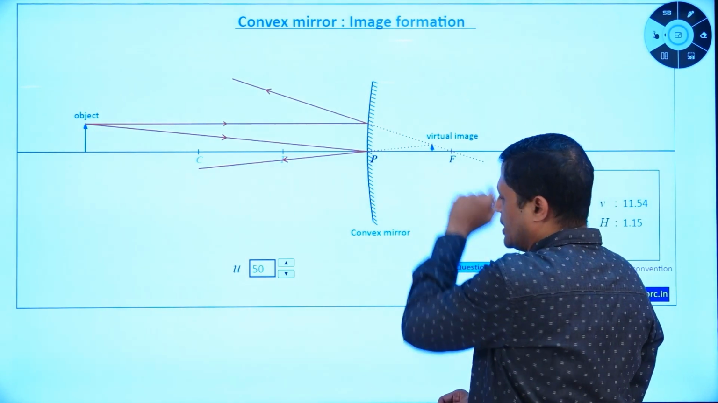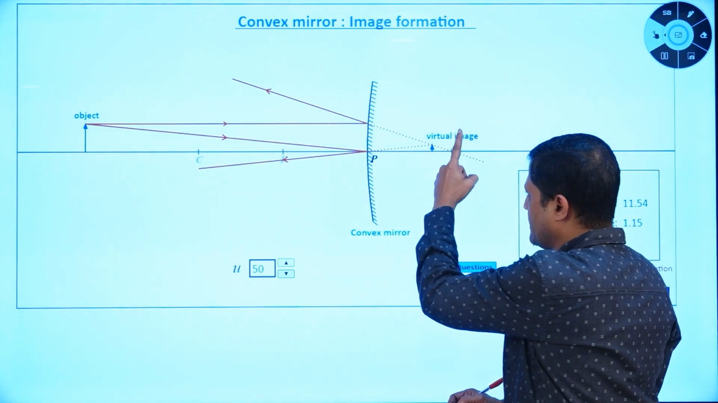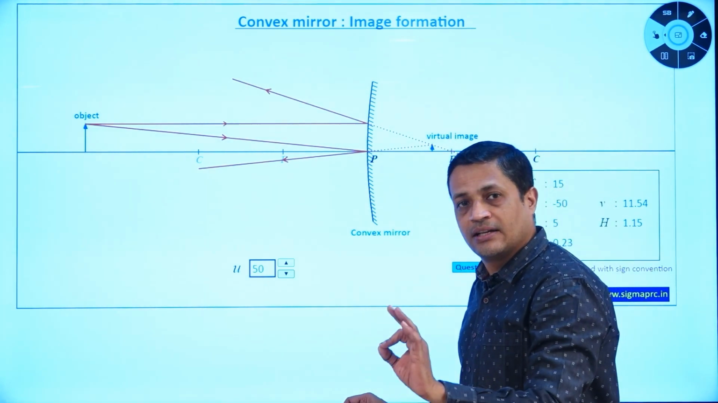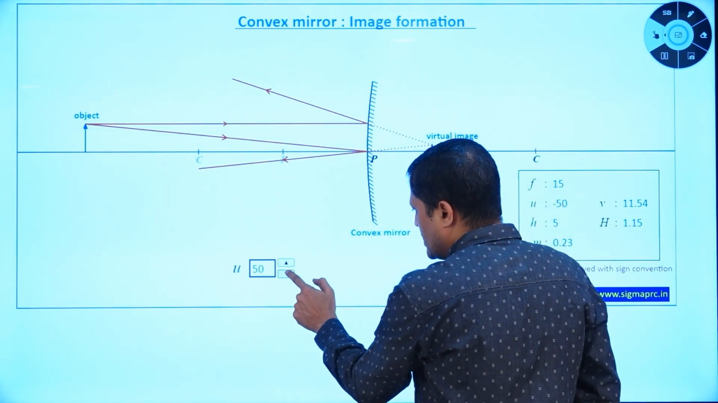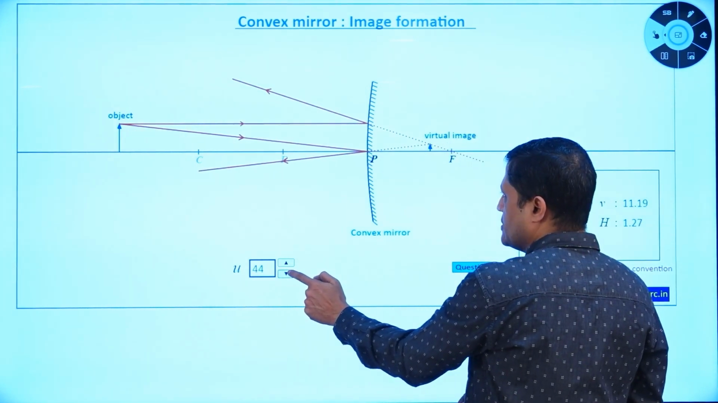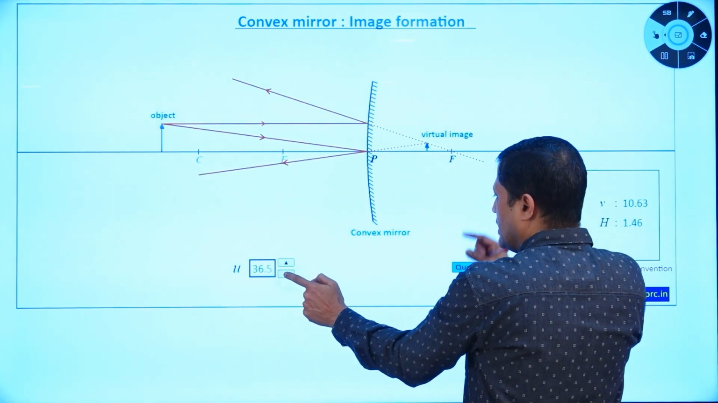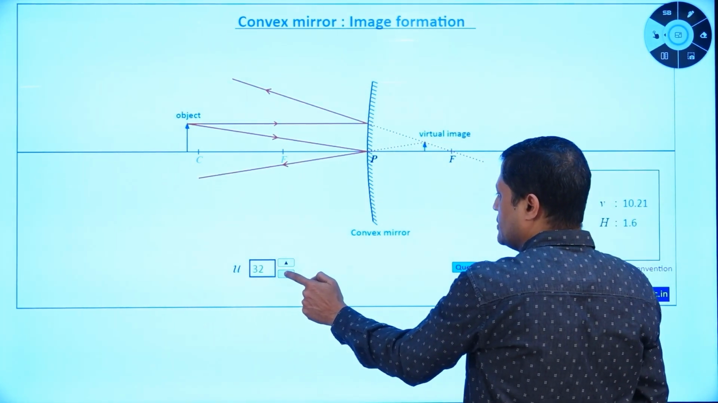There is a use of dotted lines, so it is a virtual image. The object is facing upwards, image is facing upwards, it has to be an erect image. Now let us bring the object closer and just observe what is happening to the image. The image continues to remain erect, continues to remain diminished, and continues to remain virtual.